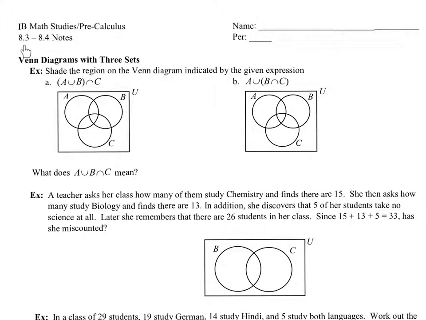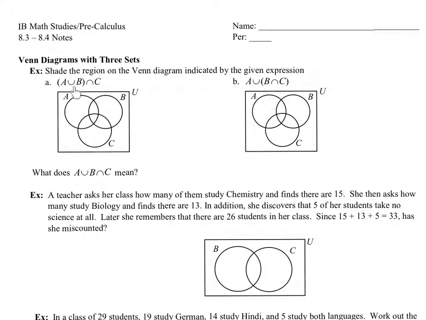Welcome to our 8.3, 8.4 notes video. In this lesson, we're going to take a look at Venn diagrams involving three sets. And we'll be solving some problems like this first example that says, shade the region on the Venn diagram indicated by the given expression. So what we're going to shade is the intersection of two sets.